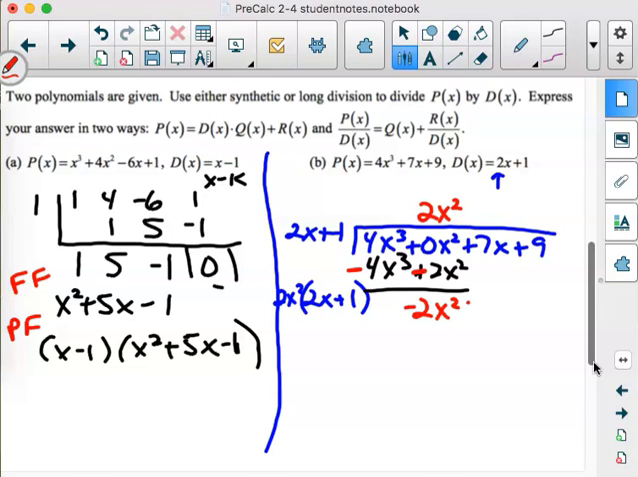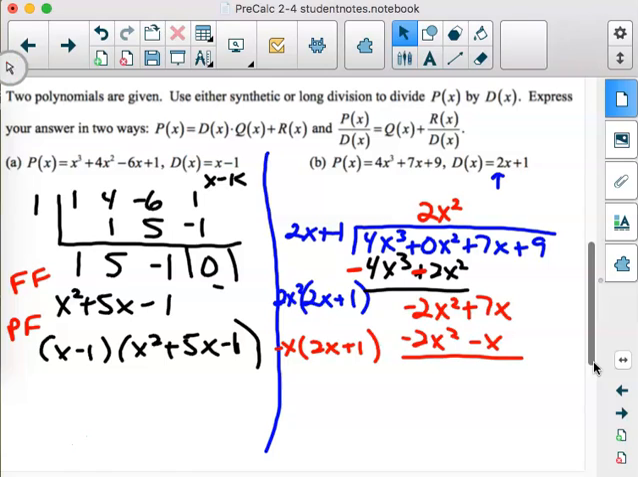I have to bring down the next term. And I start over. 2x plus 1. I need it to be negative 2x squared, so I'm going to need a negative x to make this work. So that'll be negative 2x squared, which is perfect, minus x. Again, we have to change the signs and add. So negative 2x squared plus 2x squared did exactly what it should. I'm going to put my negative x up there. 7x plus x is 8x. Bring down the last term there, which is the 9.